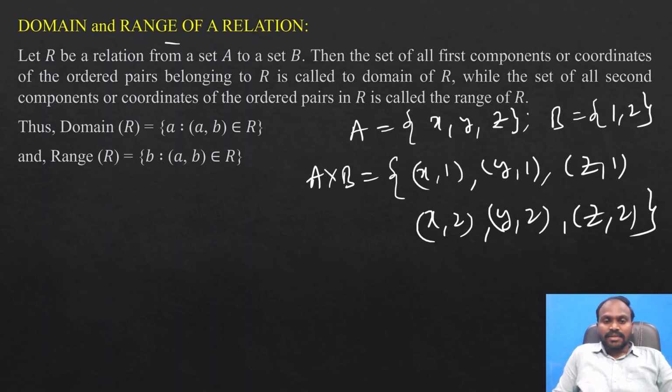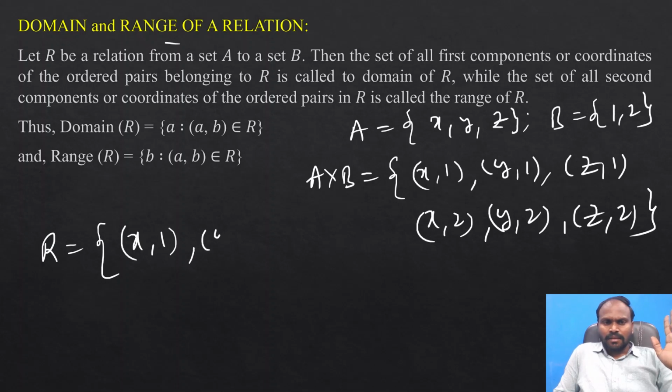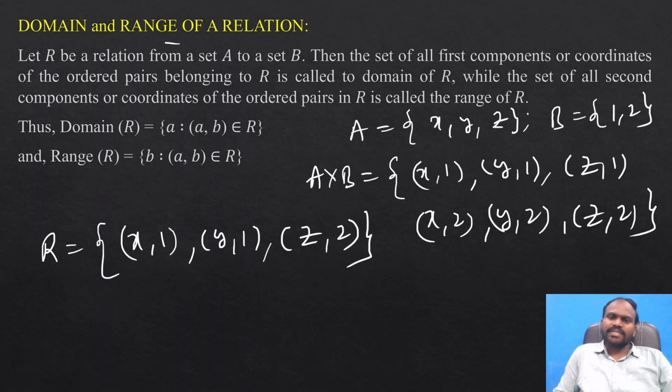Now, what are the subsets of this? If I write a relation R equals to any subset of this, let us say {(x, 1), (y, 1), (z, 2)}, is this a relation or not? Definitely yes, because it is a subset of A cross B.